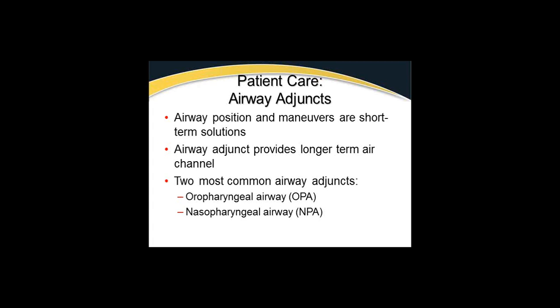The two most common airway adjuncts we use in EMS are the Oropharyngeal Airway, also abbreviated to OPA. Sometimes this is just called the oral airway. Then we have the Nasopharyngeal Airway, abbreviated NPA, or often called the nasal airway. Any of them are appropriate. OPA, NPA are fairly standard abbreviations.